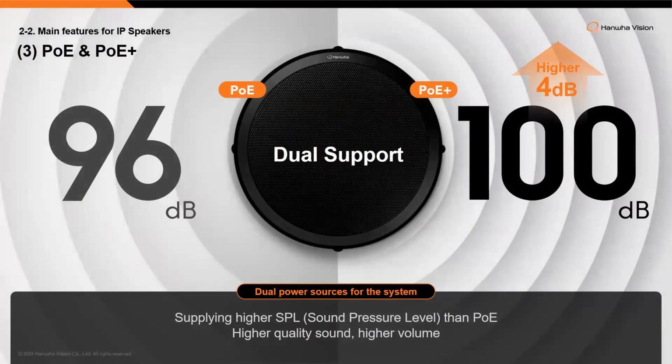I mentioned about PoE and PoE Plus. Obviously, you need to check the data sheet for each speaker. But what this is showing is they all default to PoE mode. If you need the speakers to be even louder than they are out of the box, you can enable PoE Plus mode. In this example here, it's showing it gives you 4 dB higher volume sound pressure level. And it's a logarithmic scale, so it provides greatly louder volume.